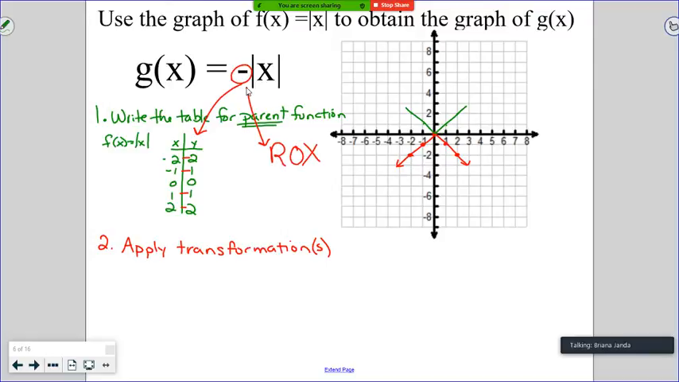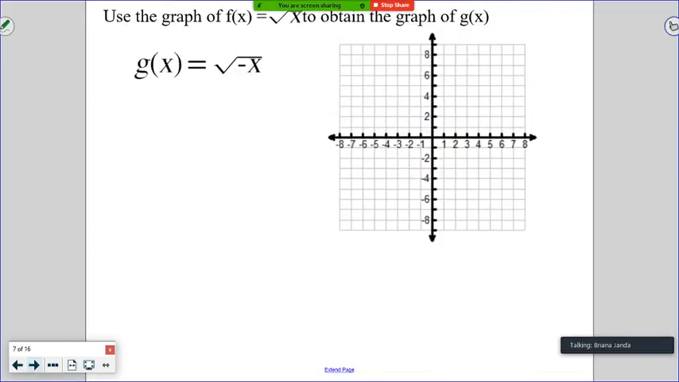Okay, that's how you attack every negative. We take care of negatives first before moving on. You are going to try this one on your own. Use the graph of f of x equals the square root of x to graph g of x equaling the square root of negative x.